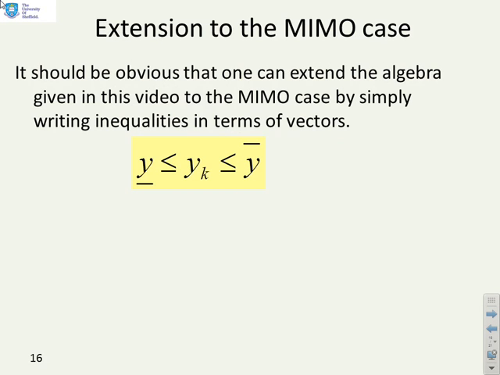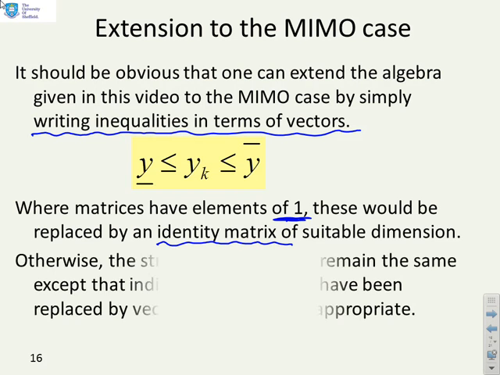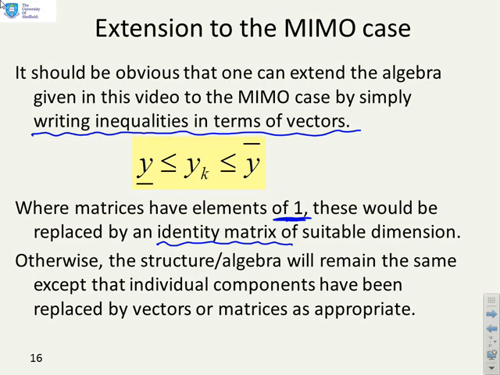If you wanted to extend this to the multivariable case, because I've just done the single input, single output case here to keep things simple, then actually there's nothing different to do. You simply write the inequalities in terms of vectors rather than scalars. But if you look at the structure of all the matrices and all the inequalities that we've written, nothing changes. You can use an identical structure. The only difference is where you put ones or zeros before. Now you will need to put an identity matrix of suitable dimension or a matrix of zeros as appropriate. But otherwise, the structure and the algebra will be exactly the same.